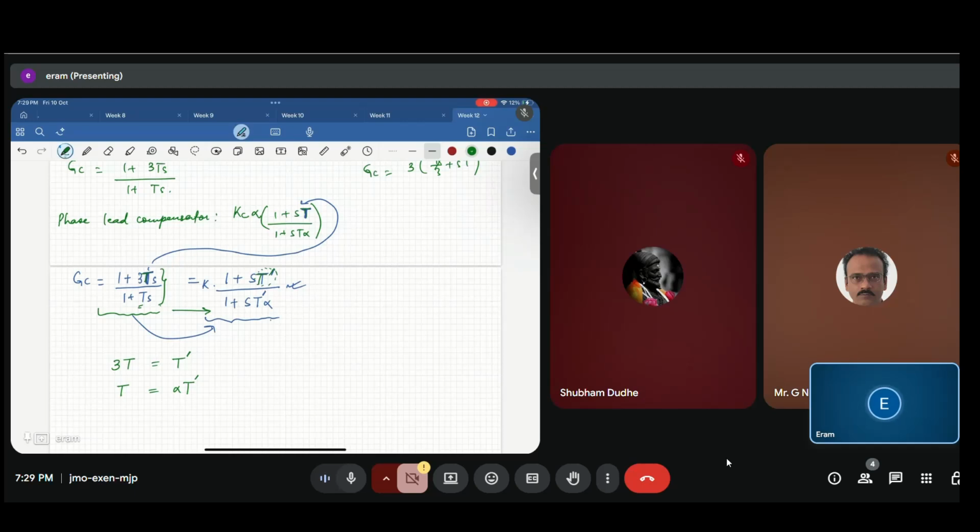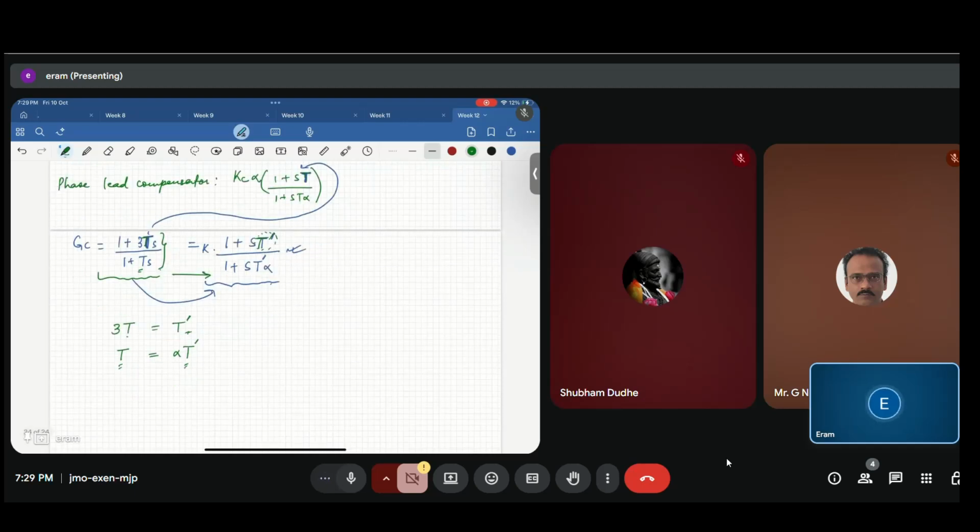To have this structure, this 3t should be equal to t dash, and this t in the denominator should be equal to alpha t dash. From here, can we calculate alpha? So we can divide 1 and 2, and this will give us 3 equals 1 by alpha, so that means alpha equals 1 by 3. And t dash will be equal to 3t.